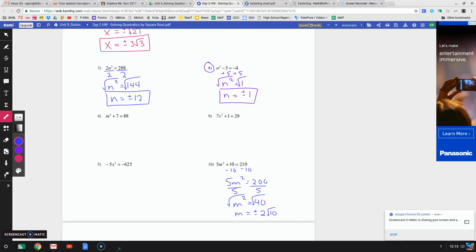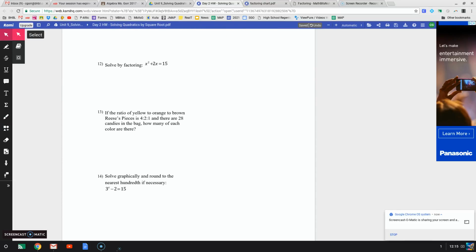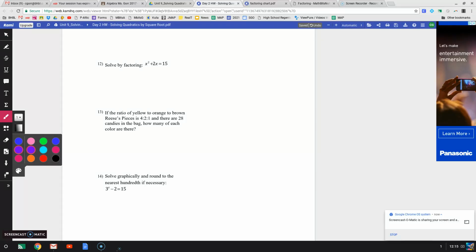Well, actually, let's set up one more. Let's set up one more for you. Let's jump down to number 13. Number 13, I have the ratio of yellow to orange to brown Reese's Pieces is 4 to 2 to 1, and there are 28 candies in that bag.